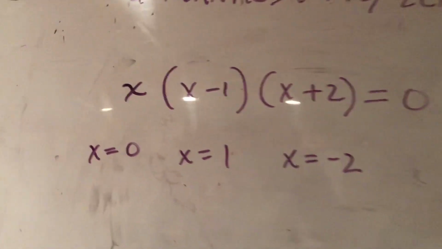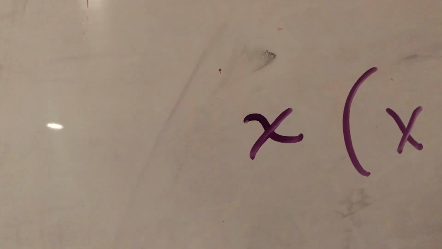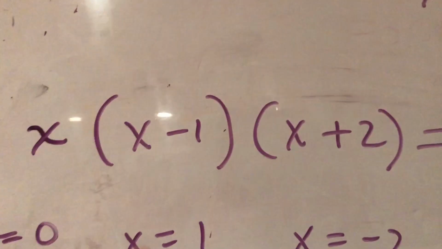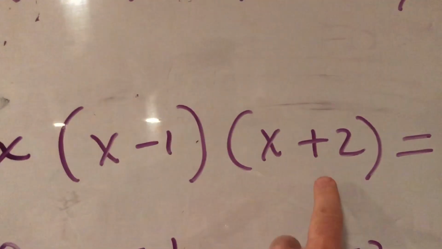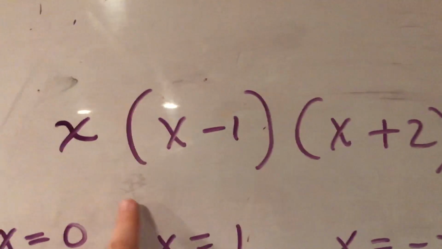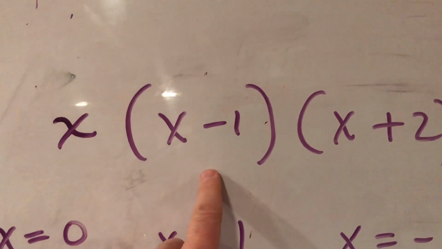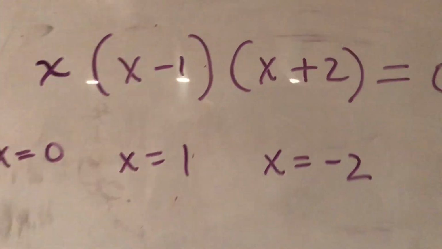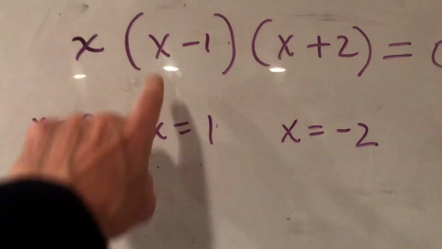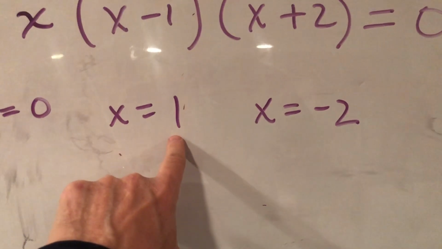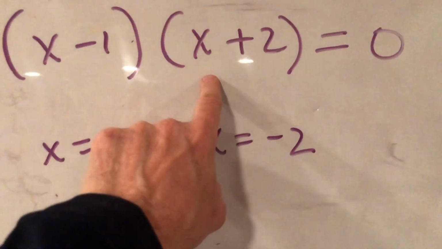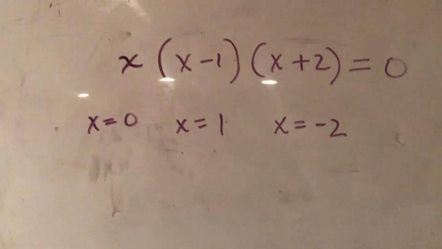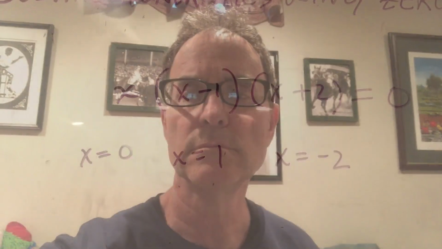Okay, so we can see now that this first x, if that were 0, it wouldn't matter that this is negative 1 and this is 2, because 0 times anything would give me 0. And then further, 1 minus 1 would give me 0, and negative 2 plus 2 would give me 0 there. So there'd be 3 answers on that type of equation.